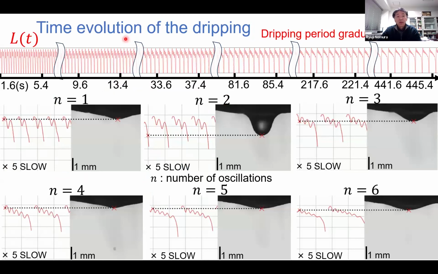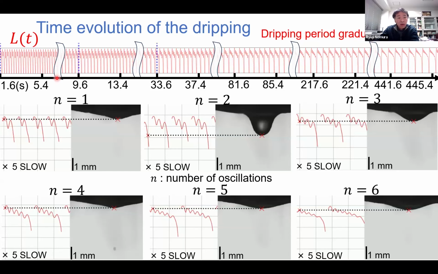Okay. So next, let me show the time evolution of the dripping. This L is the length of the droplet as a function of time. During the dripping, just after scooping the superfluid in the cup, the amount of liquid in the cup decreases. This decrease results in a decrease in the flow rate, and the decrease in the flow rate results in a gradual increase of the dripping period.